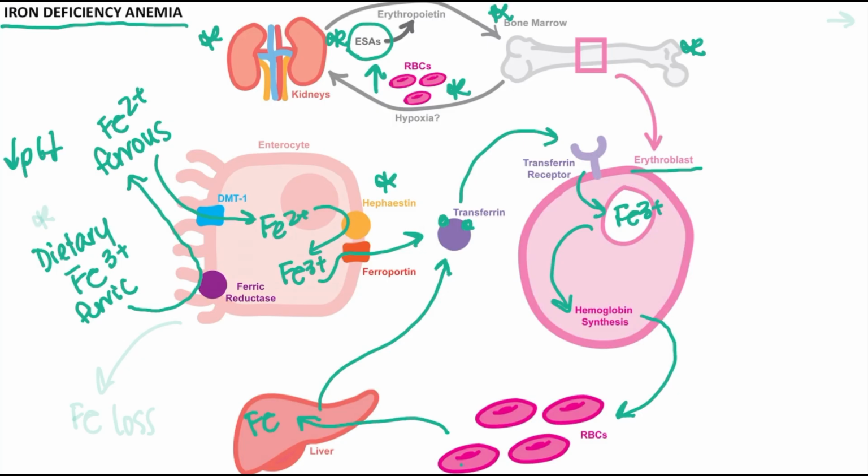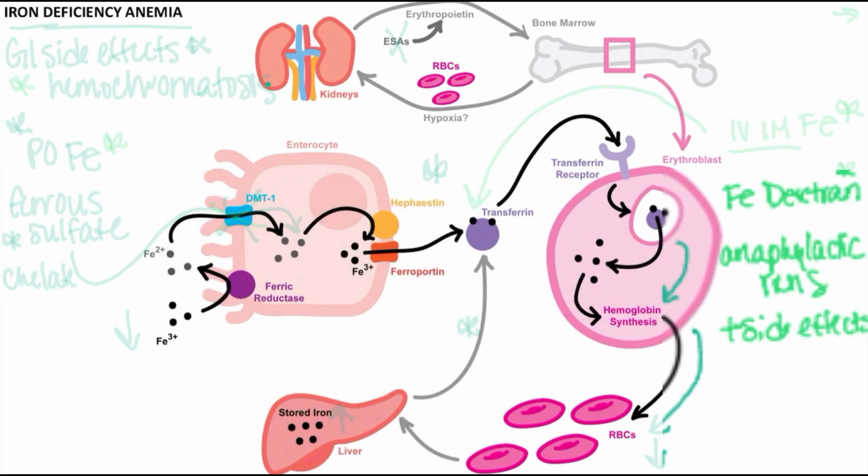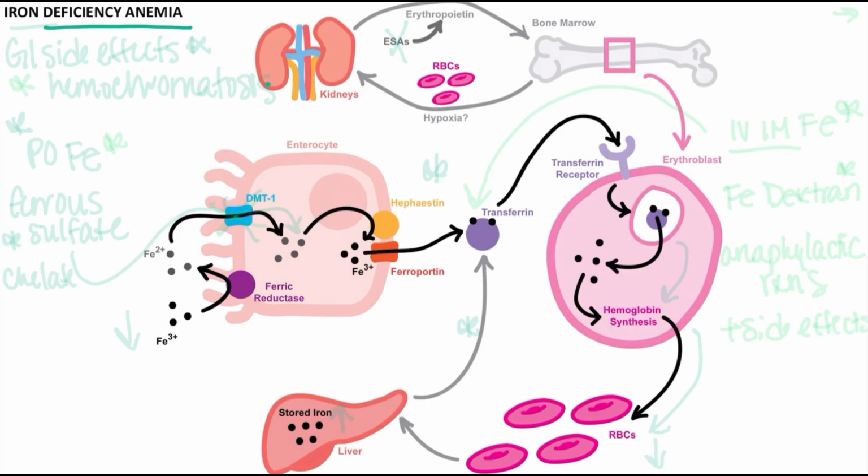So there is a small amount, like I said, absorbed from the diet, and this is balanced by the small amount lost from the sloughing off of epithelial cells from day to day. Moving to our next slide. The absorption and release of stored iron is tightly regulated to match the body's needs. However, if there is some sort of prolonged imbalance, this can eventually lead to iron deficiency.